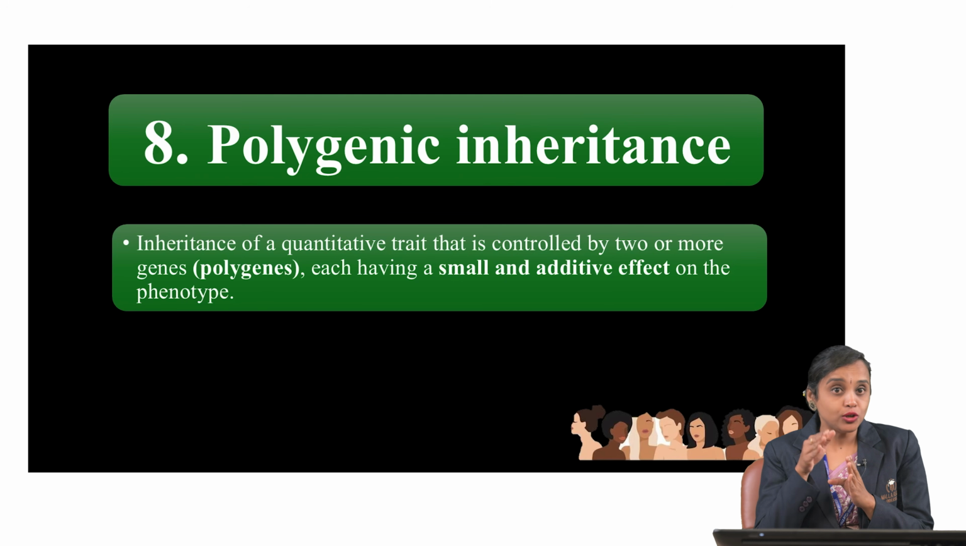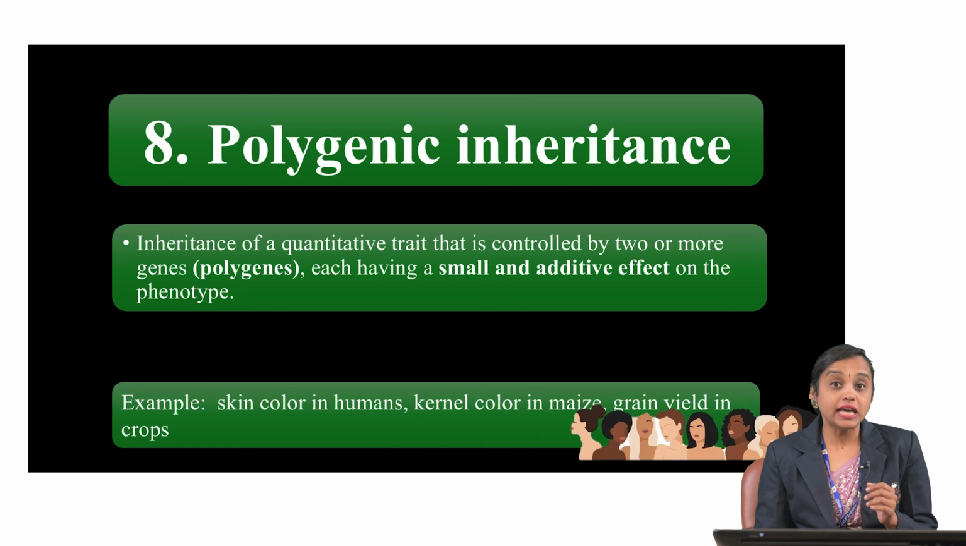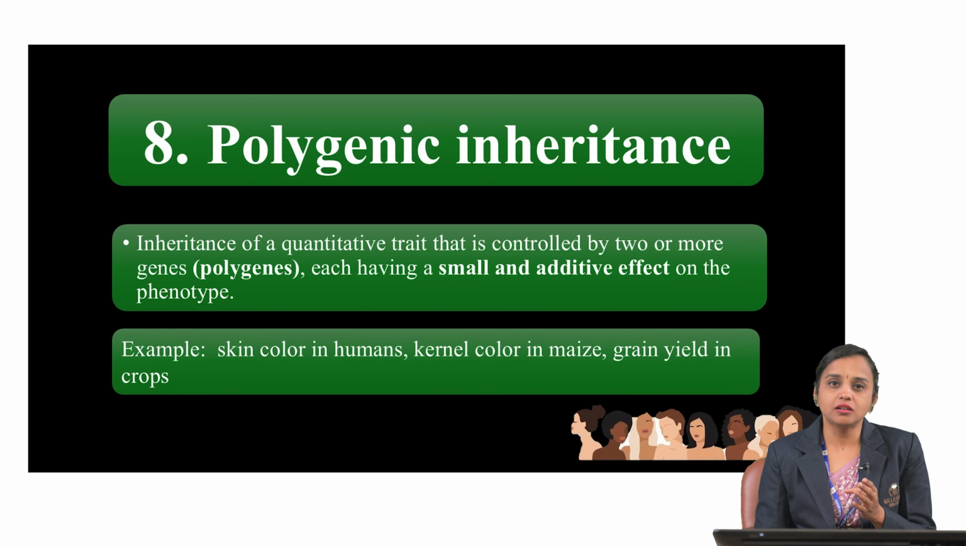In contrast to pleiotropy, where one gene affects many traits, polygenic inheritance is just the opposite, where many genes together control a single trait. So some of the examples are human skin color, kernel color in maize, and even grain yield in crops.